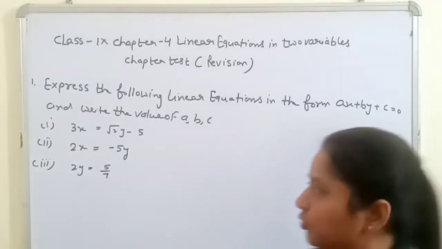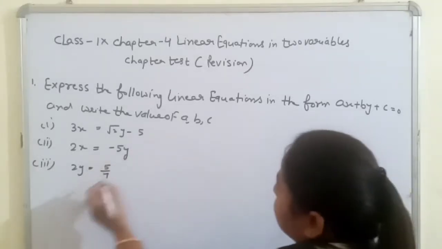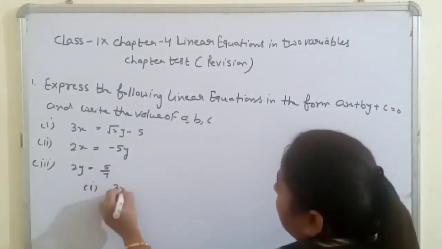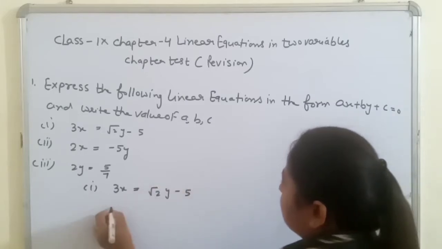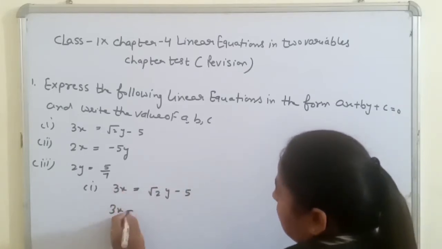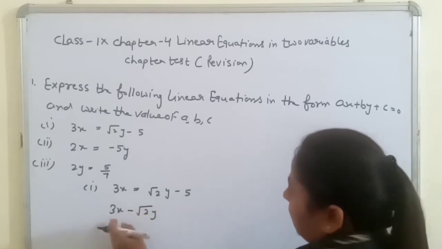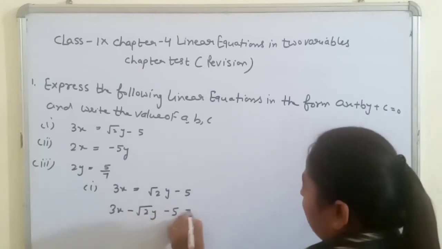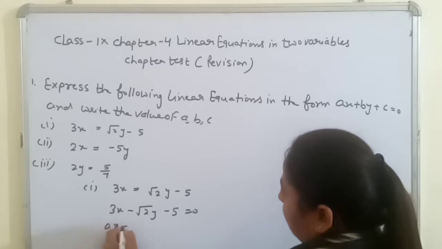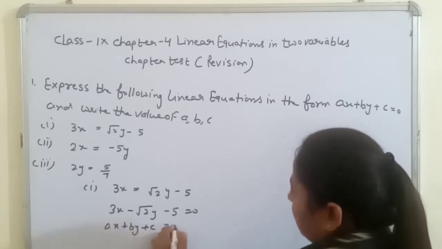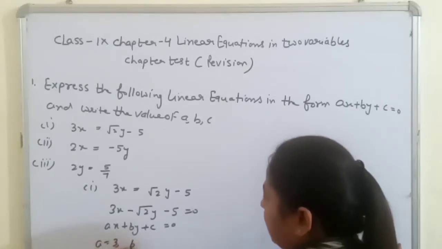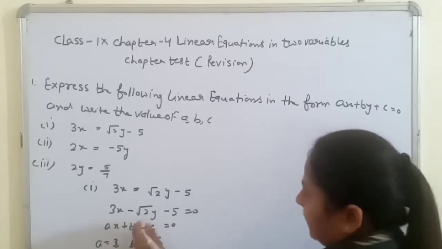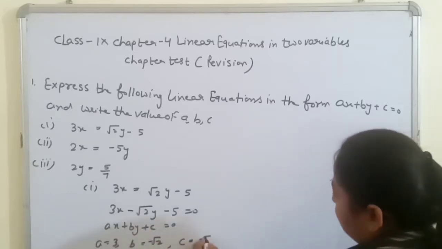So what I have told you: firstly we will collect all variables on the same side. This statement is given to us. So what will we do? Take y on the left side, it will become 3x minus root 2y minus 5 equal to 0. Now compare it with ax plus by plus c equal to 0. So what is a here? This is 3. Value for b is minus root 2 and c is minus 5.